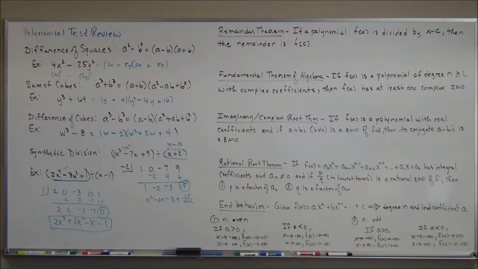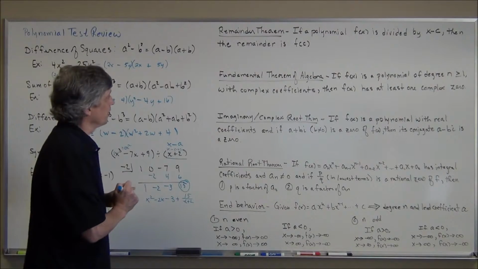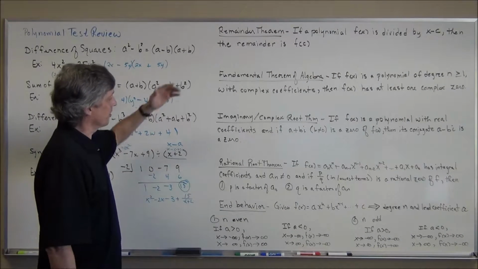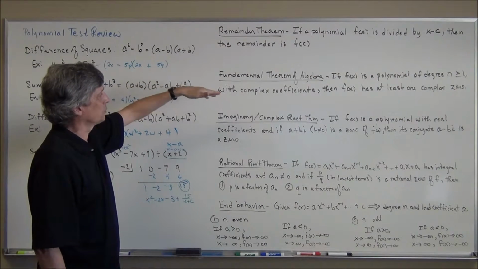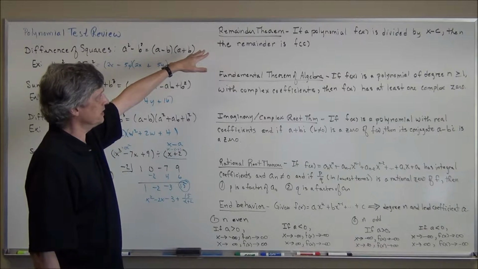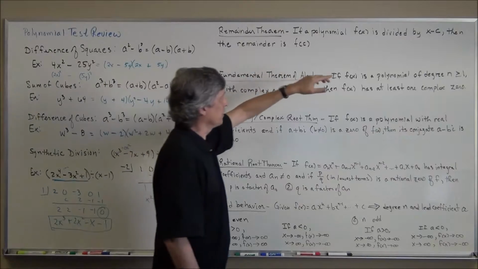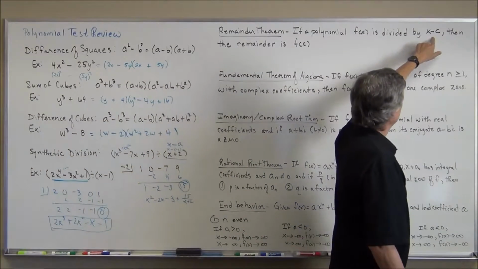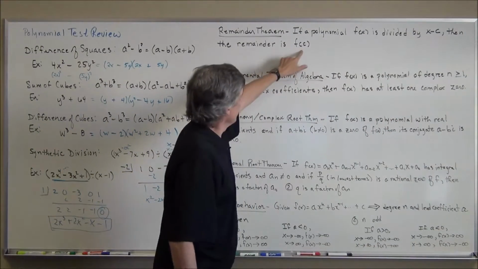Now I have a whole lot of key ideas and theorems that I'm going to run through here, and I'm not going to spend a great deal of time on each one because we're going to apply these as we do some more problems. The remainder theorem says that if you have a polynomial f of x and you divide it by x minus c, then the remainder is f of c.